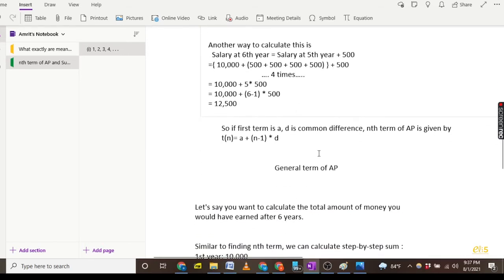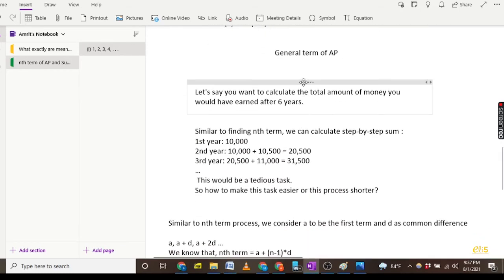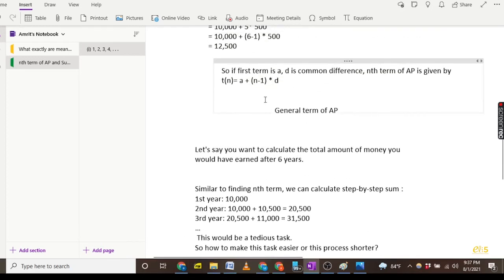So in this way we can find the formula of the nth term of any arithmetic progression, and it is very useful to use this formula. It is also called the general term of an AP.